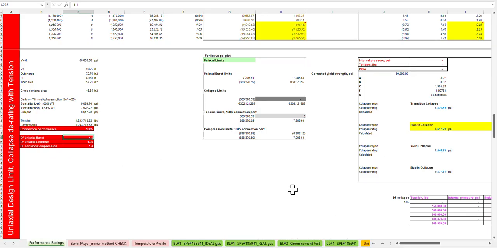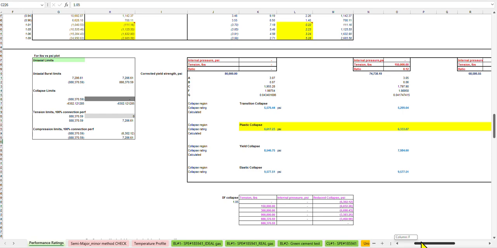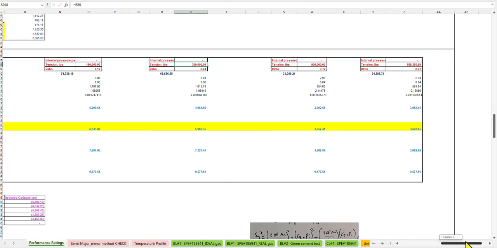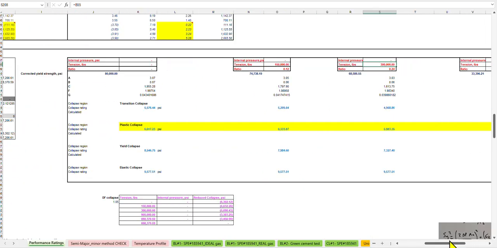And then I'm going to talk about, in the uniaxial design limit plot, how they correspond to roughly the same point. And then I selected the uniaxial collapse of 1.05. So on the right hand side, I have values that derate the collapse rating with the existence of tension. You see there's 150,000 pounds, 300,000 pounds, and then up to 900,000 pounds of tension.